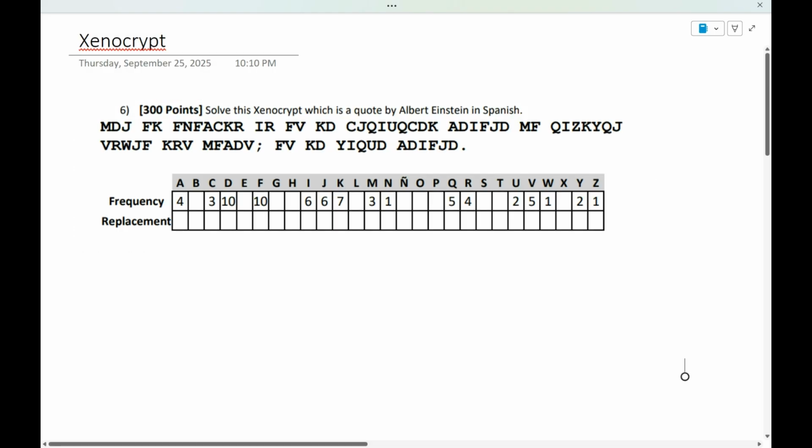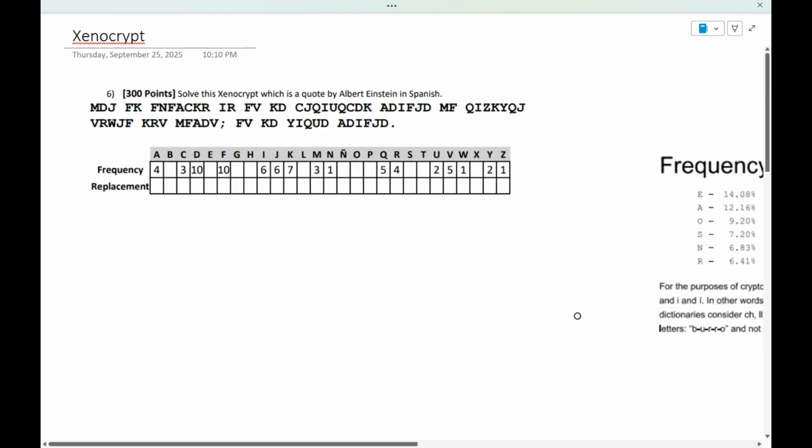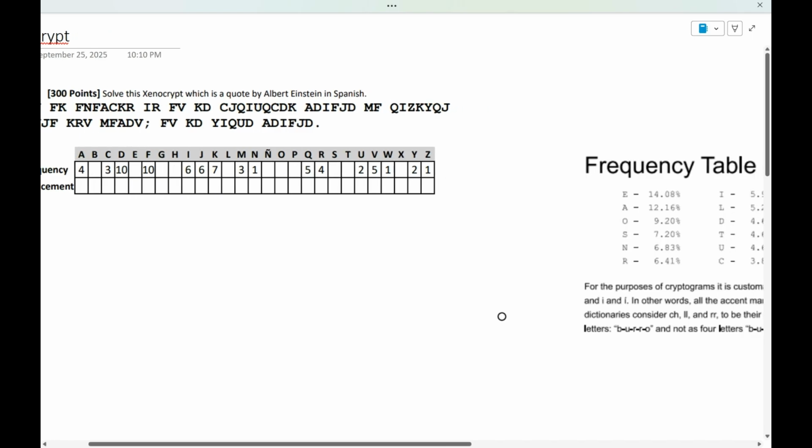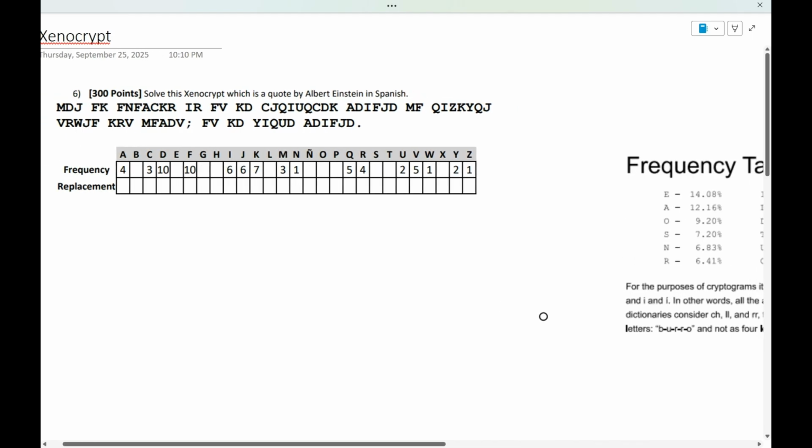So, something really helpful is if one of your teammates out of the three of you is taking Spanish as an elective or knows Spanish, it's going to be really helpful for solving this. Otherwise, it's almost impossible to solve a Xenocrypt without actually knowing the basic vocab for Spanish. So this example I've picked up from the Tobes website, and we're just going to work through it.